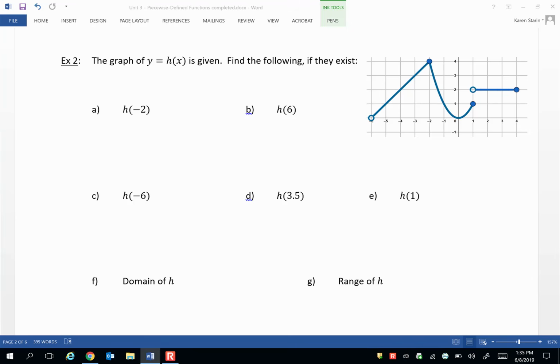When we look to evaluate h of negative 2, we're thinking, well, we have to go to where x is negative 2 first. So we go to negative 2, and it looks like the value for the function will be 4.